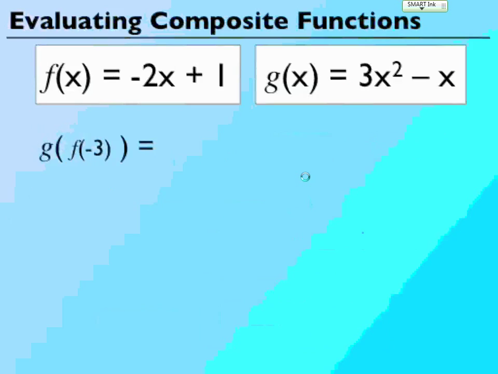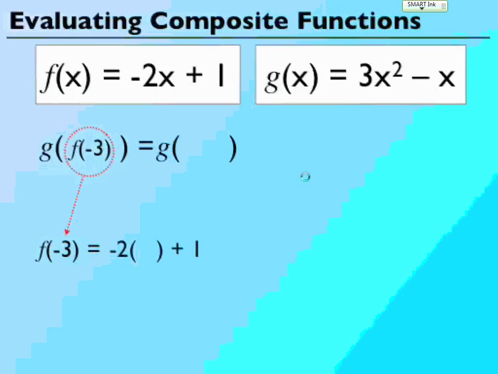Okay, one more. G of f of -3. Okay, so that's g of something. F of -3, let's do that part first. So f of -3, we're using our function f. We're going to rewrite it with space here to plug in the number -3 for every x. We plug in -3, then we do the math. We get 6 plus 1, we get 7. F of -3 is 7.